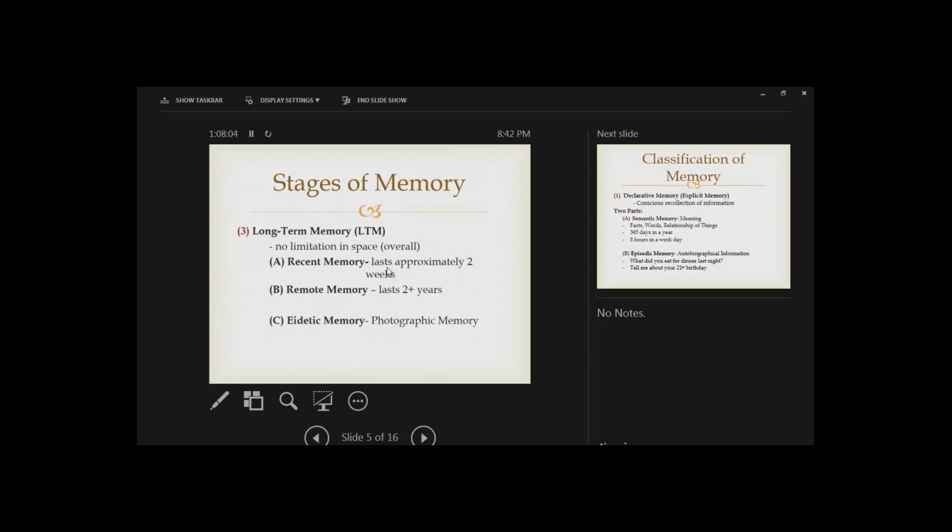Now, eidetic memory is cool. That's what's known as photographic memory. This is where people can actually look at things and kind of take a snapshot and go back and know where it is or what it is. Now, everybody has a degree to it, especially if you're a visual learner.